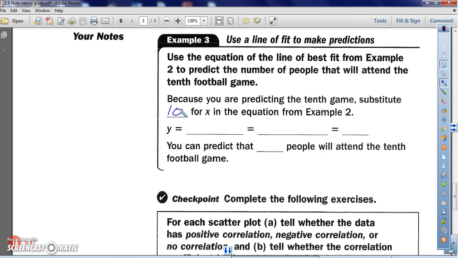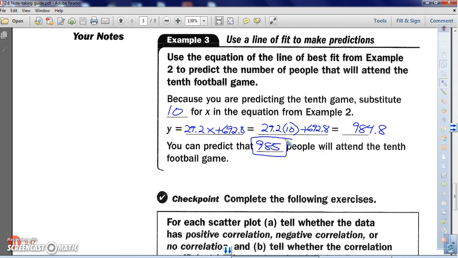So remember, our equation looked like this: y is about 29.2 times x plus 692.8. So we're going to go 29.2 times 10 plus 692.8. I'm going to go to my calculator now to figure that out. 29.2 times 10 plus 692.8 is about 984.8. In other words, we can predict that about 985 people will attend the 10th football game.